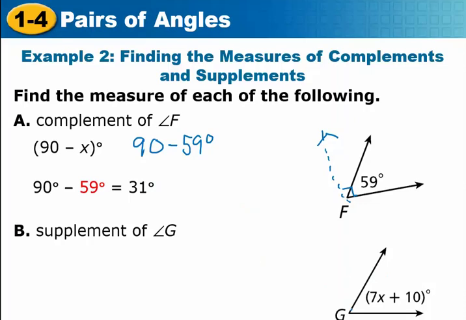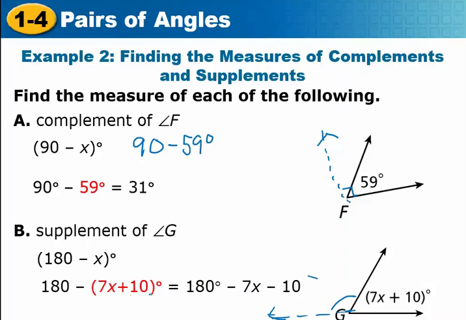For supplementary, we want to find the measure of the angle so that when we add these two angles together, we would get a straight line, or 180 degrees. So 180 minus 7x plus 10, and that's why we did that warm-up problem. We would have to take minus 7x and then minus 10. So 180 minus 7x minus 10, and then we combine our like terms and get 170 minus 7x degrees. We would just leave it like that. We can't find an actual number because we have an x in the problem.